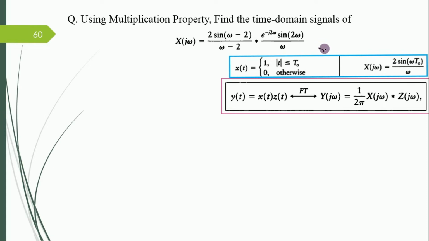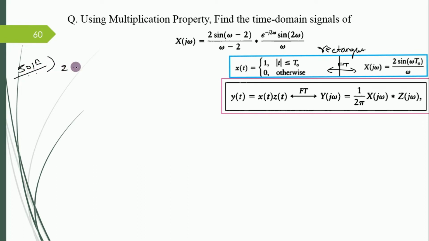This is the rectangular pulse. So x of t is 1 for magnitude of t less than or equal to t naught. If you take its FT pair, you get capital X of j omega is equal to 2 sine omega t naught divided by omega. So it is somewhat resembling both of the things. And similarly, you know that e raised to minus j 2 omega in the frequency domain, in the time domain, will introduce a time shift that we will look into shortly. So here I start with a solution.